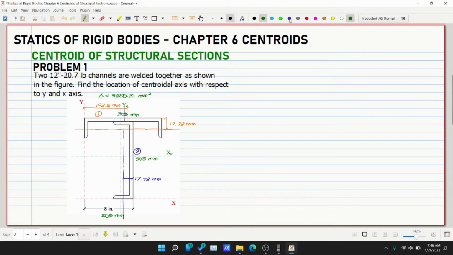Then half of its depth, the half of our depth, is also equivalent to 152.5 millimeters. So now let's solve for the overall y bar. This is what we will solve.